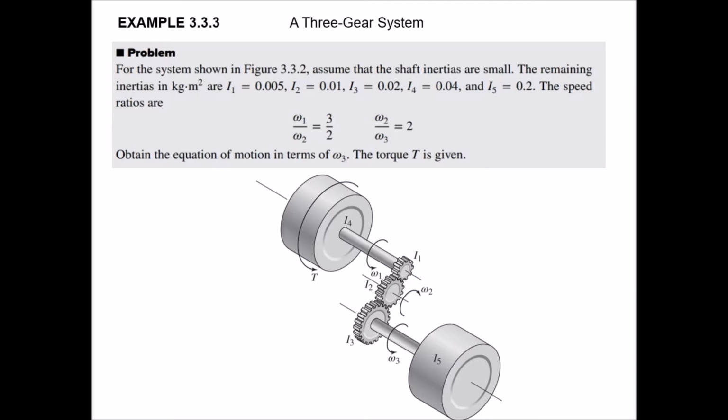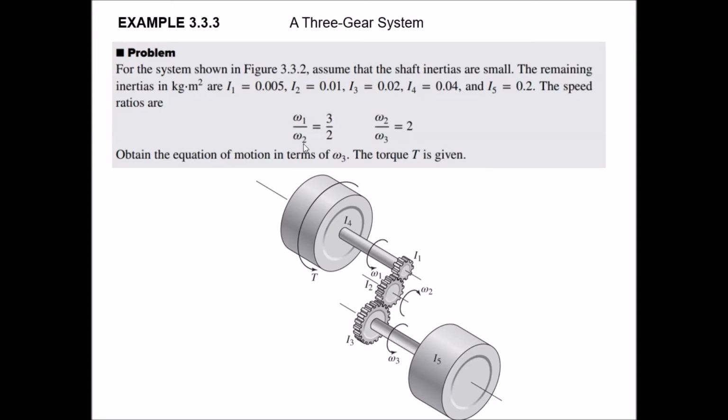Let's take a look at example problem 3.3.3, a three-gear system. In this problem, we have a system shown in the diagram here where we assume that the shaft inertias are small. The remaining inertias are given to us in units of kilograms times meters squared, where I1 is equal to 0.005, I2 is equal to 0.01, I3 is equal to 0.02, I4 is equal to 0.04, and I5 is equal to 0.2.